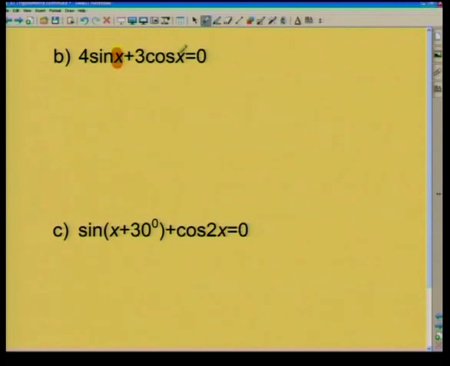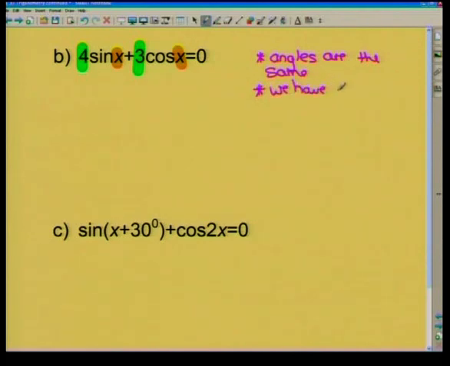I looked at the angles. Well, look at this. This time the angles are the same. And the second thing I looked at is, do we have a coefficient? And yes, we do have. So it's actually got a completely different personality to the previous question. So let's write down what it's saying to me. First of all, the angles are the same. And we have coefficients.